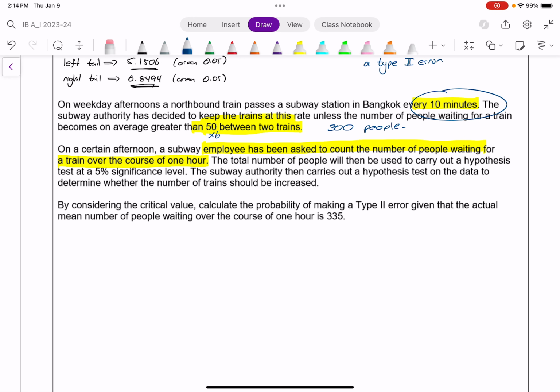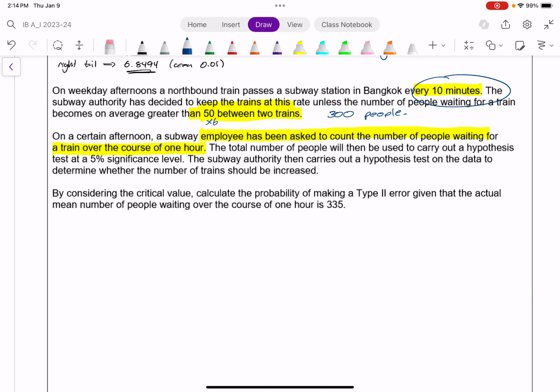Everything's going to be in terms of hours after this, because the employee has been asked to count the number of passengers in 1 hour. The total number of people will then be used to carry out a hypothesis test at a 5% significance level. The subway authority then carries out this test and wants to determine whether or not they should increase the number of trains.